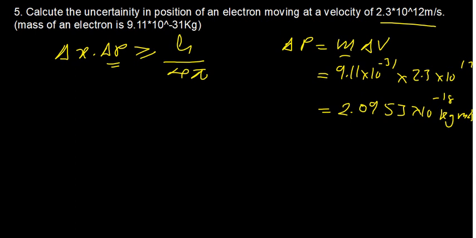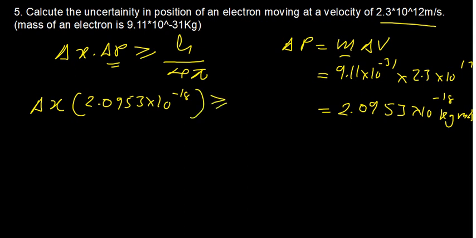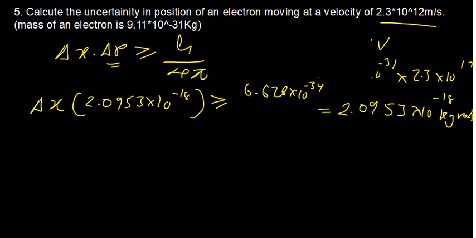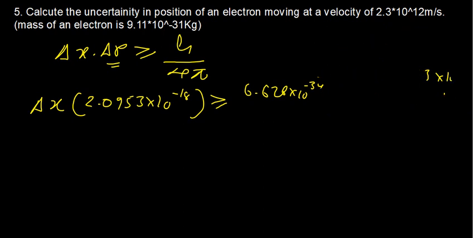So I want to find the uncertainty in position. So we are saying delta x multiplied by delta p, which we found as 2.0953 times 10 to the power negative 18, should be greater than or equal to Planck's constant, that is 6.626 times 10 to the power negative 34, and then we are dividing that by 4 pi.